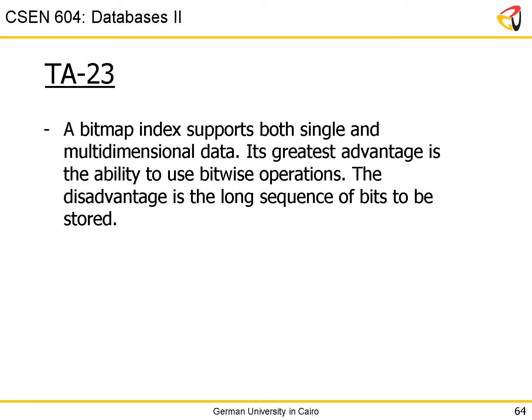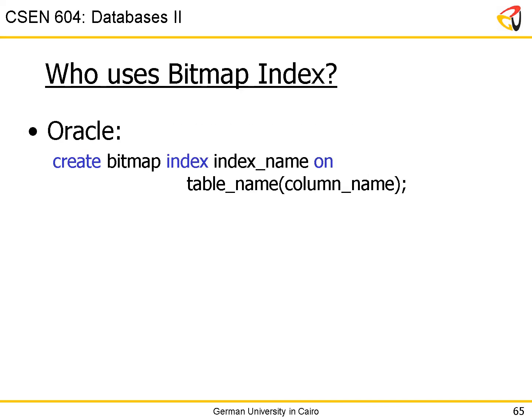So here's the takeaway: a bitmap index supports both single and multi-dimensional data. Its greatest advantage is the ability to use bitwise operations. The disadvantage obviously is the long sequence of bits to be stored, but as I mentioned, there is a solution to this, which is to use advanced compression techniques to be able to manipulate the bits and the bit stream without having to expand the whole thing in one shot.